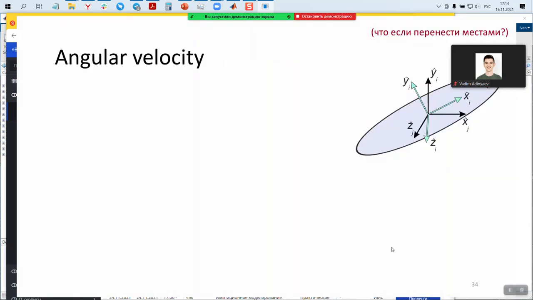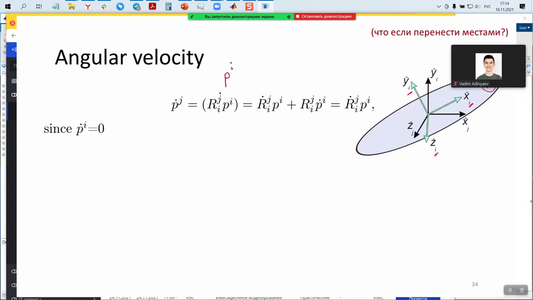So let us consider now angular velocity. If we have a point P which is rigidly connected to frame I, the green one, let me just rewrite something that you already saw. If we have the position of point P in frame I, we can use a rotation matrix to go from I to another frame, J, and we can get P_J, right?